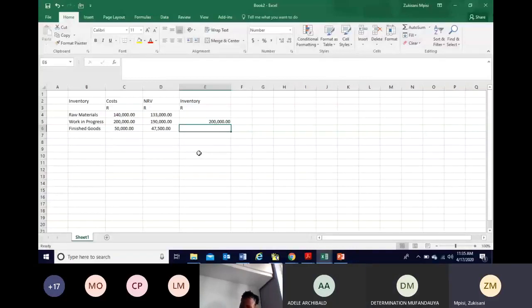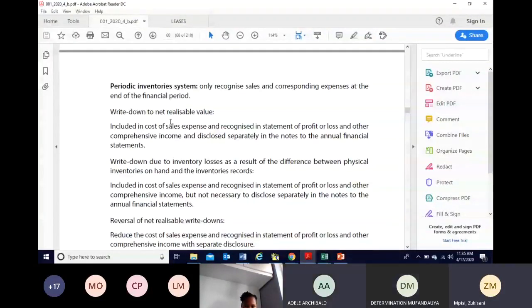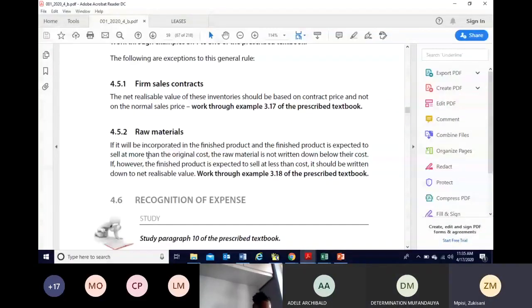And I want us now to remember what we had covered in terms of the raw materials. In terms of the raw materials, 4.5.2, I want you to remember what we said. We said, if it will be incorporated into the finished product and the finished product is expected to sell at more than the original cost, raw material is not written down below the cost. If, however, the finished good is expected to sell at less than cost, it should be written down to net realizable value. Now, this says now we must look at what the directors said.